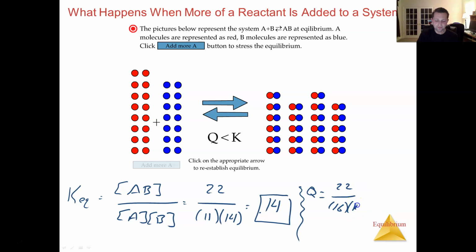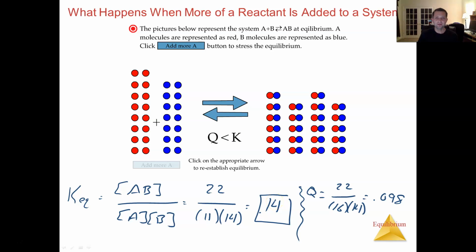And B didn't change, I have 14 of those. So it has you calculate this in your notes. Our Q value comes out to be 0.098. Okay, so you ask yourself, what does that mean? Well, right here kind of gives it away. Q is less than K, right? Our Q value is 0.098, K is 0.14.